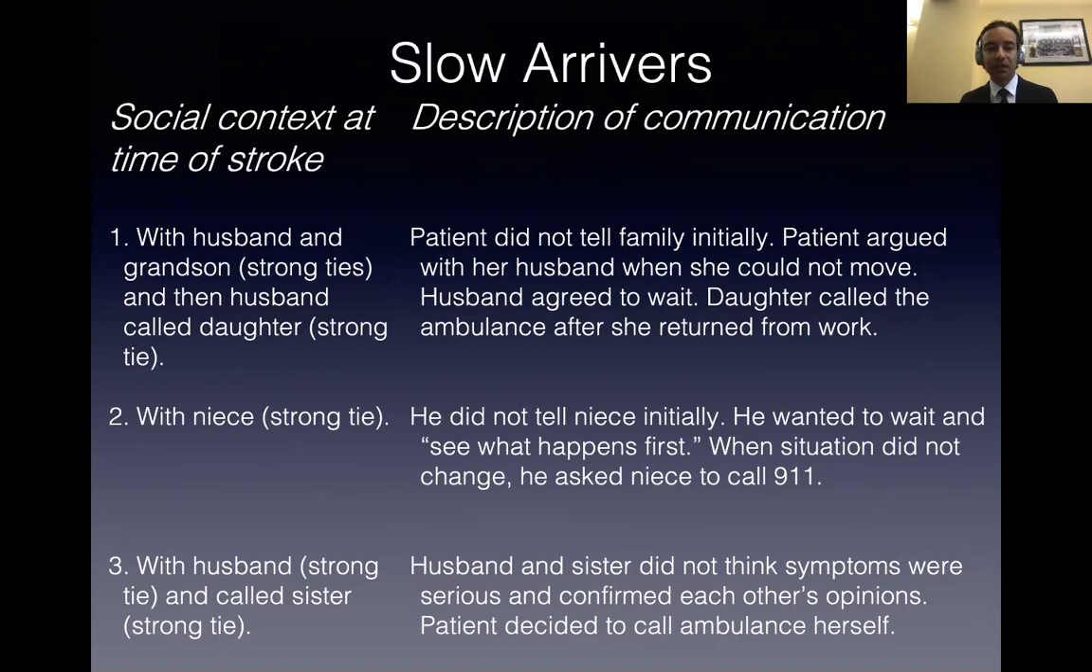Here's an example of a patient with her niece, who was also a strongly connected person. Patient did not tell his niece initially. He wanted to wait and see what happens. Then the situation did not change, and so he asked his niece to call 911. Here's an example in which a patient was with her husband and then called her sister. Husband and sister did not think the symptoms were serious and confirmed each other's opinions. Patient decided to call the ambulance herself.